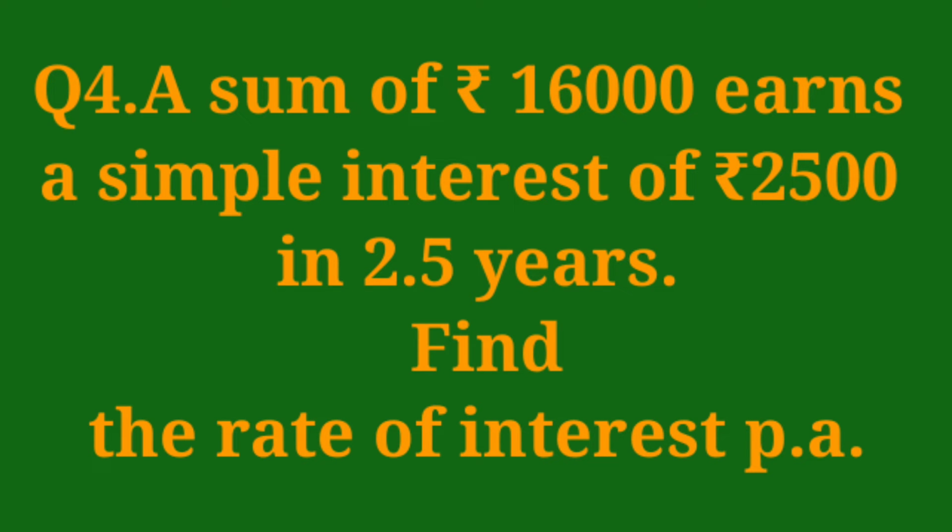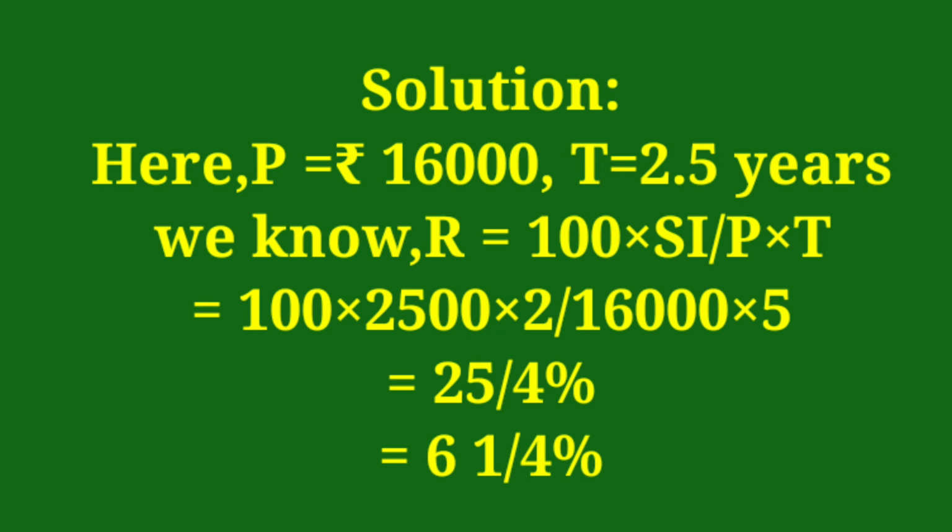Question number 4. A sum of rupees 16,000 earns a simple interest of rupees 2,500 in 2.5 years. Find the rate of interest per annum. Here you are finding the rate of interest. So if you want to find out the rate of interest, then again SI into 100 by principal and time. Here is the solution I have given you.